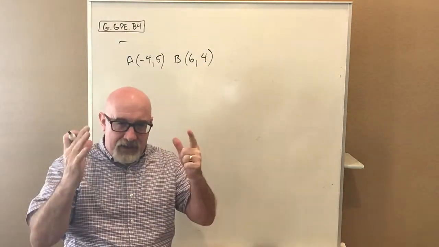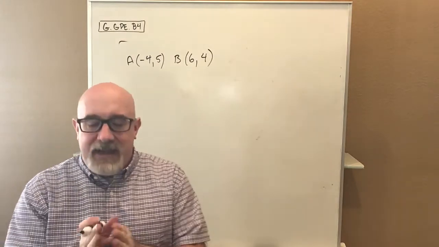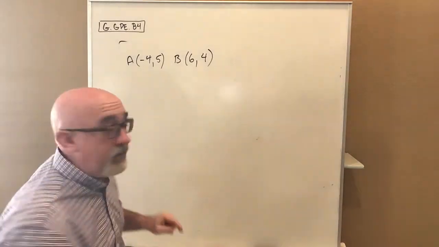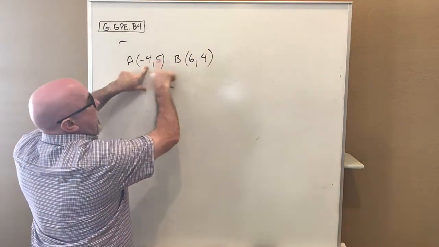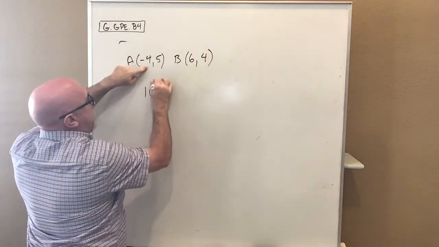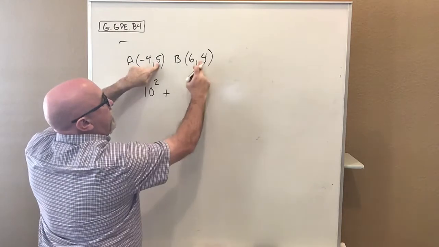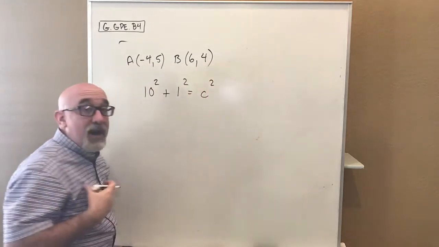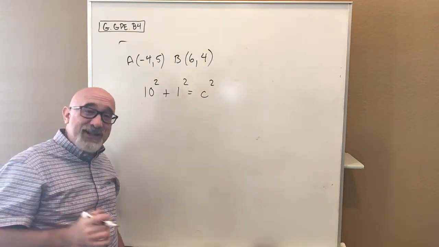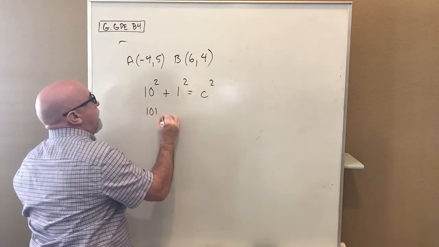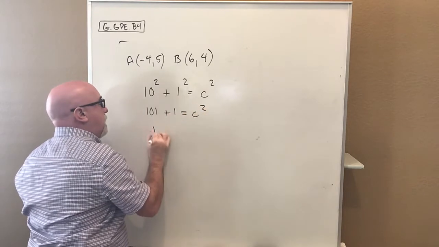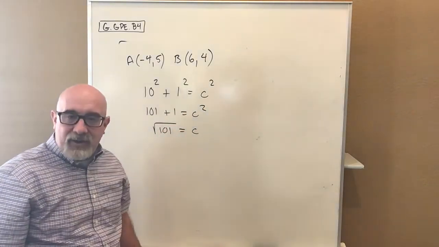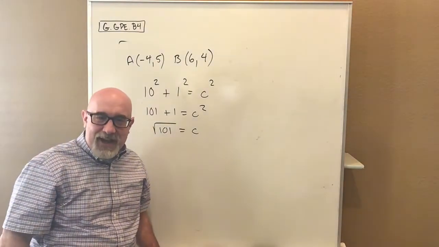I think about the Pythagorean theorem, and I think of the A guy being the distance between the two of them. I don't worry about positive or negative. How far is it from negative 4 to 6? Well, that's 10. How far is it from 5 to 4? That's 1. And then this becomes what I solve, quote unquote, the distance formula. So this would be 100 plus 1 equals c squared. This would be the square root of 101, whatever that value is, just slightly bigger than 10.